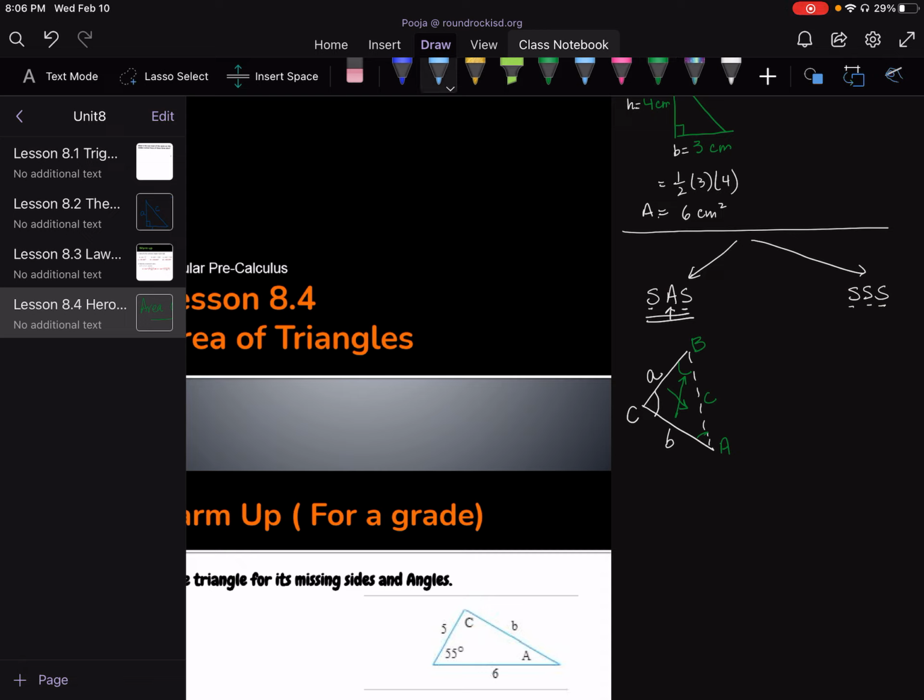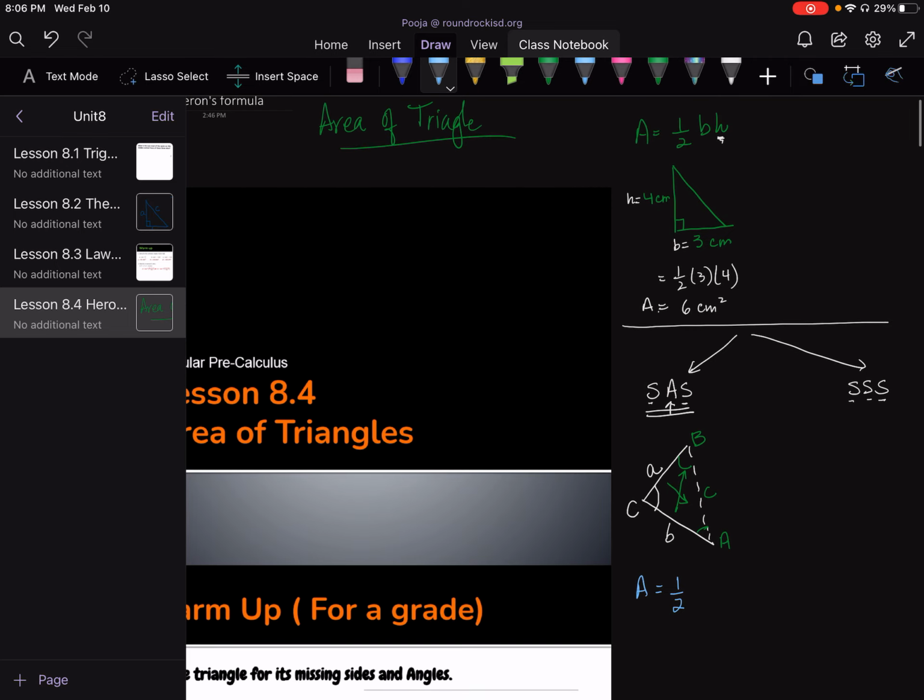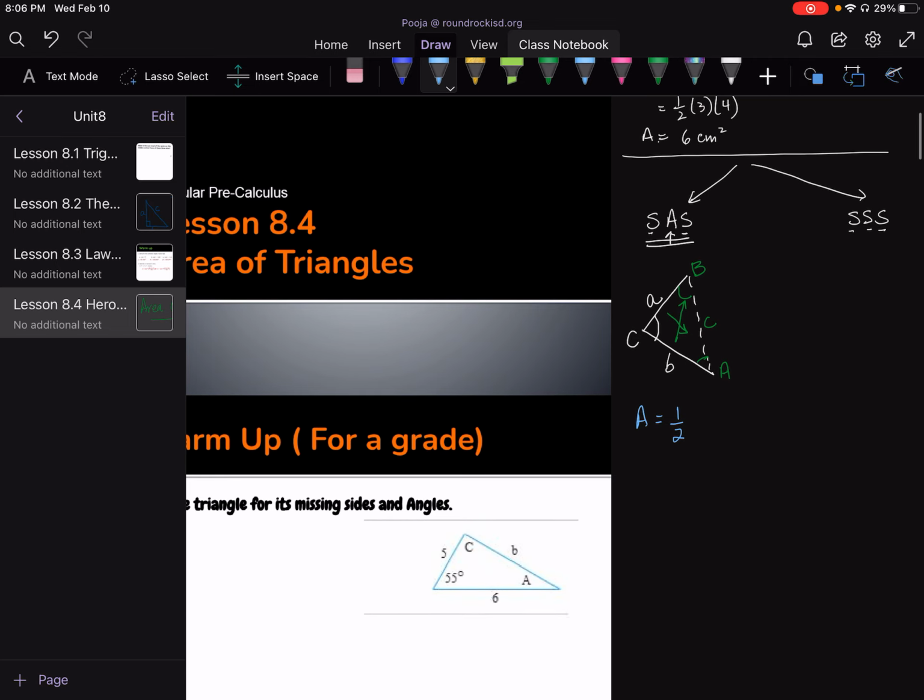In that situation, the area could simply be given by half times, very similar to this one, except the h is going to be replaced using a trig equivalent. Half times a times b times sine of the included angle, which is sine C. And that's the formula we're going to use.